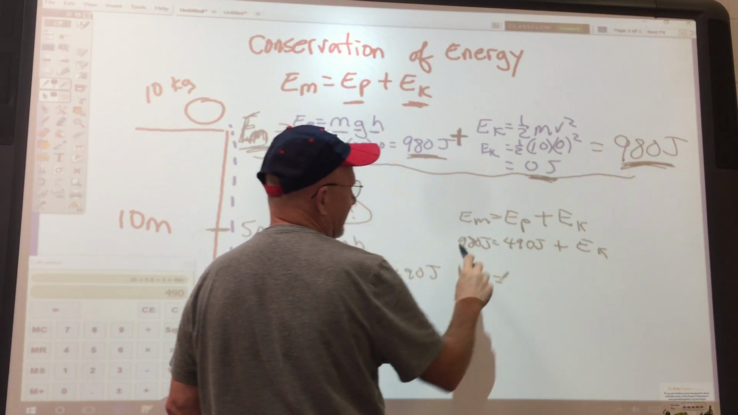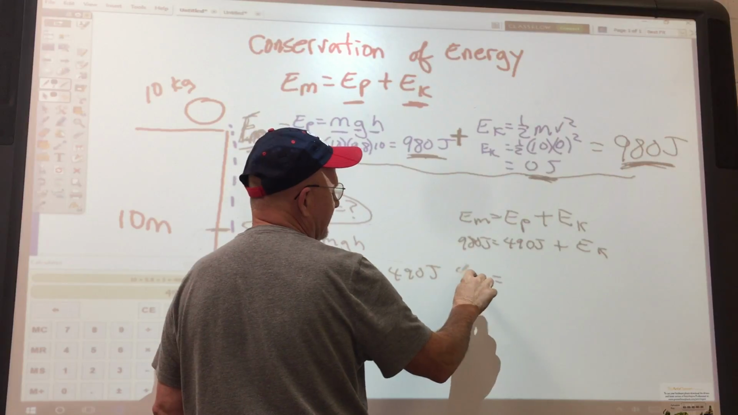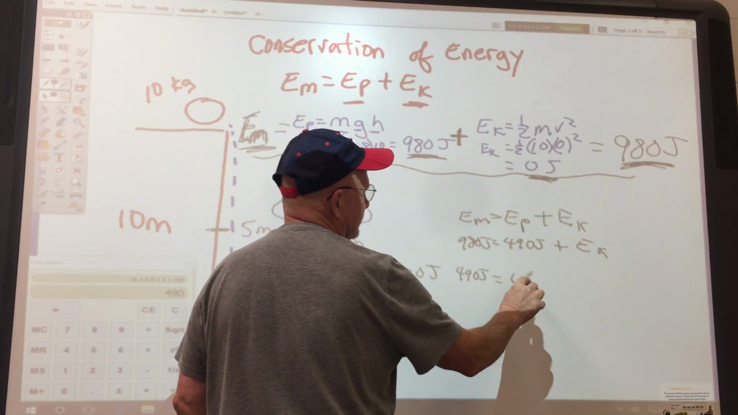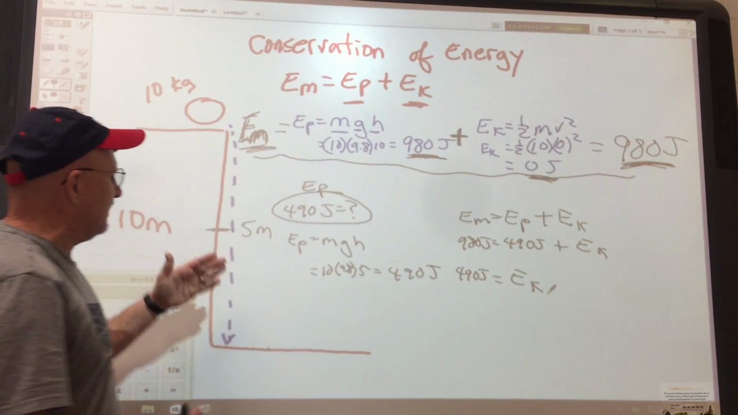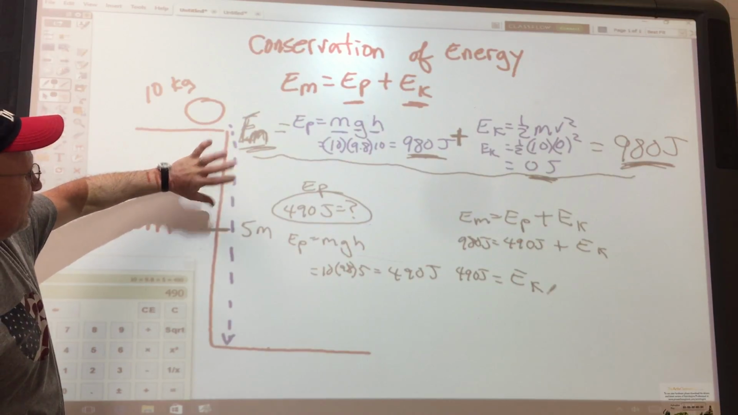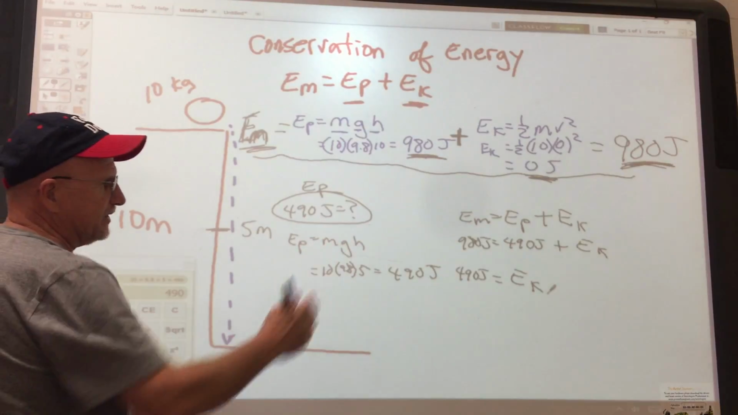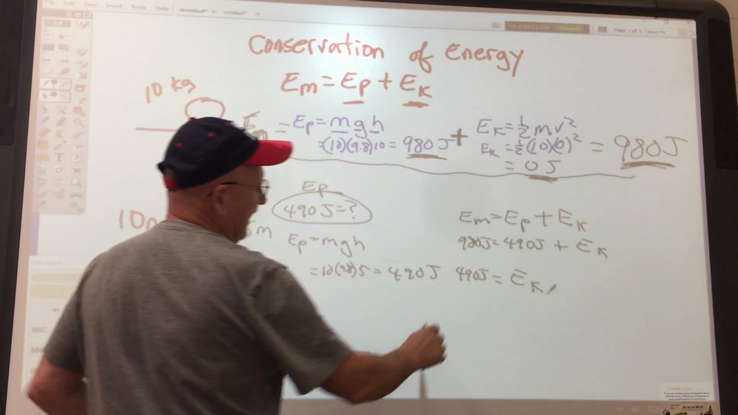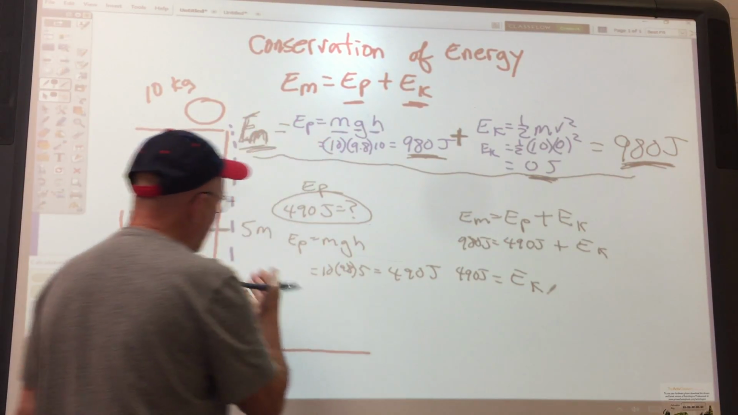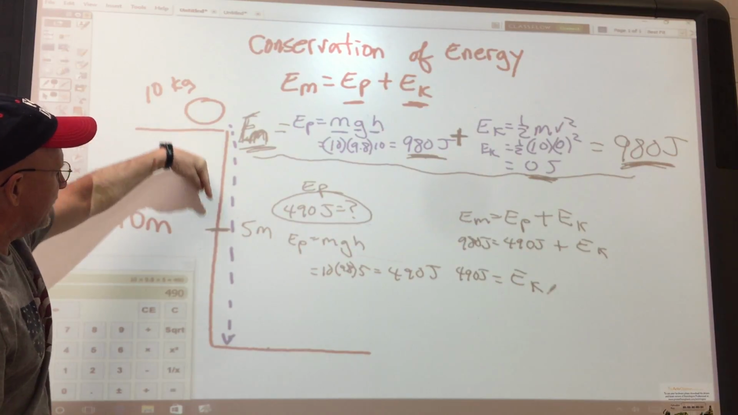When I do the math and subtract 490 from 980, I get another 490, which is my kinetic energy. And that makes sense. That means half of my potential energy has turned into kinetic energy. I've just used the mechanical energy formula to find that. And I could also find the velocity that it was moving at this rate.